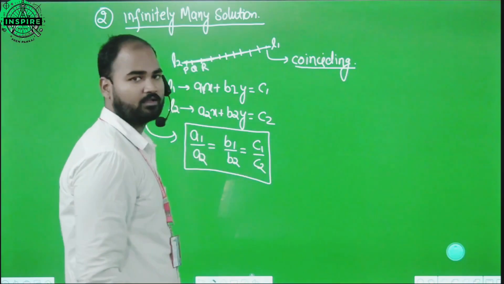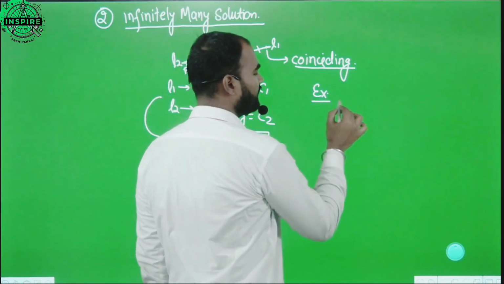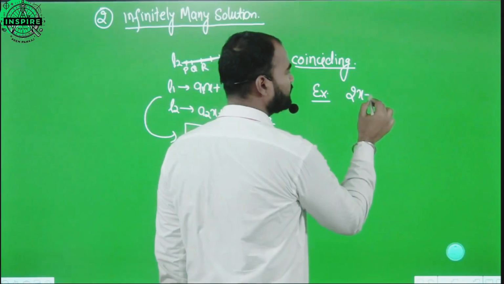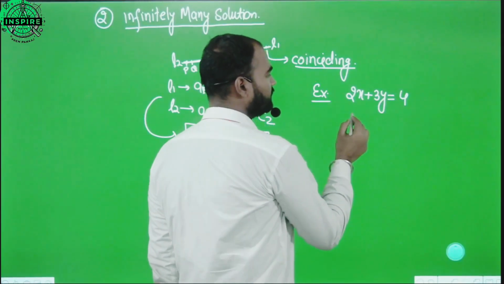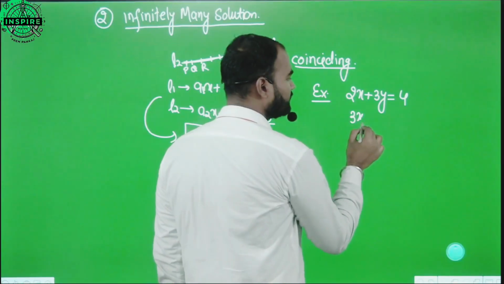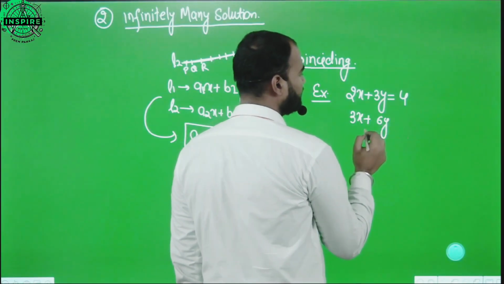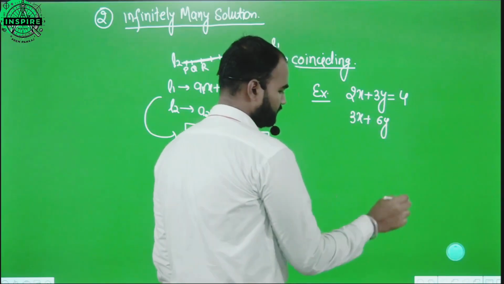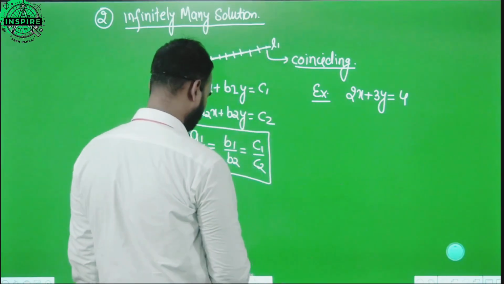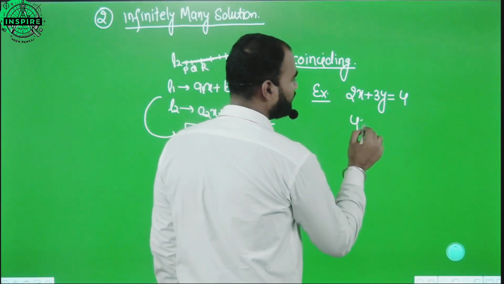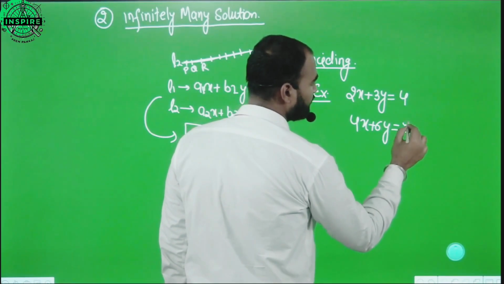Okay, let's take an example like 2x plus 3y equals 4 and 4x plus 6y equals 8.